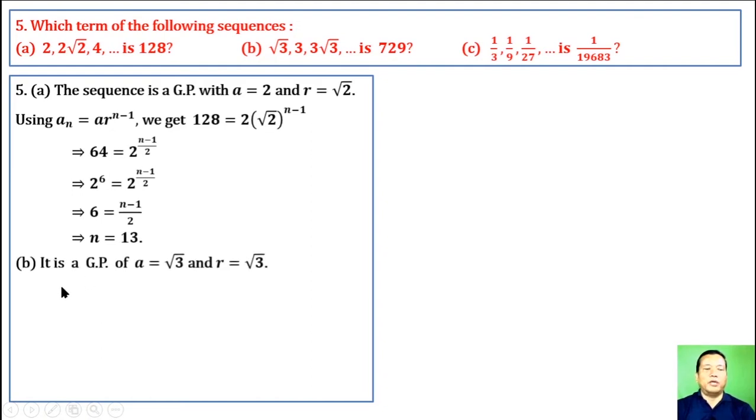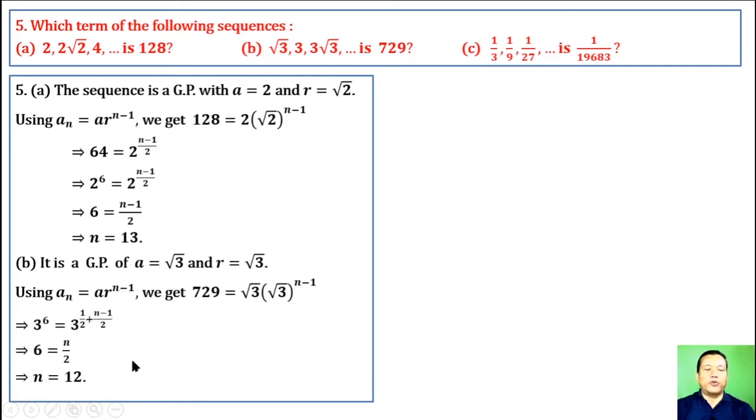Similarly for b, it is a GP with a equal to root 3 and r is root 3. How is it obtained? Second term divided by first term, we get root 3. Using its general term, we get a n is replaced by 729, and a is replaced by root 3, r is also replaced by root 3. Solving for n, we get 12. Therefore 729 is the 12th term.